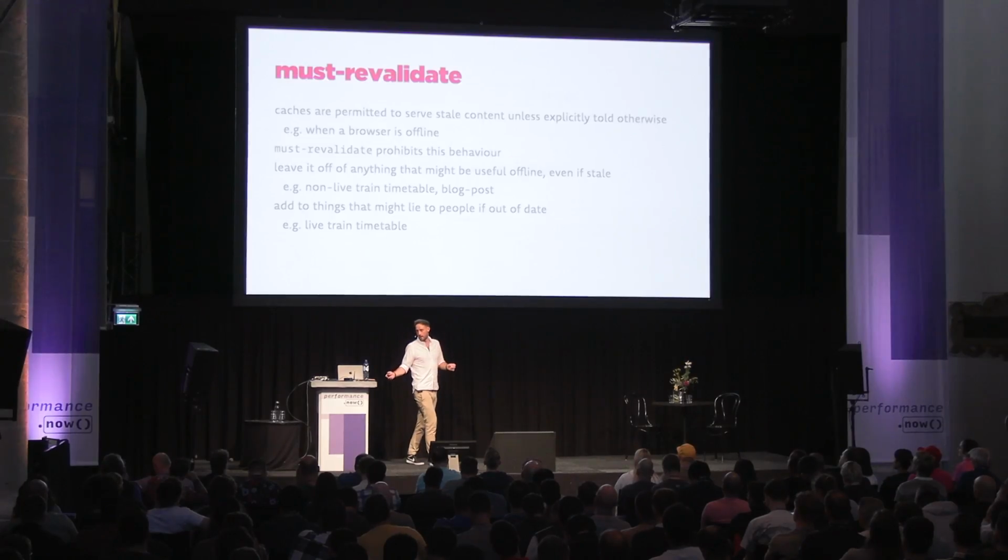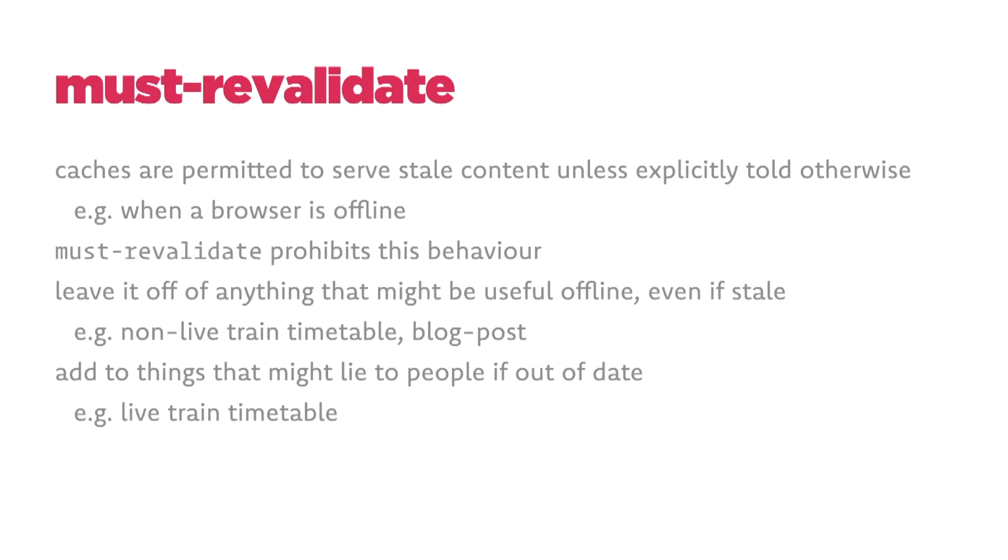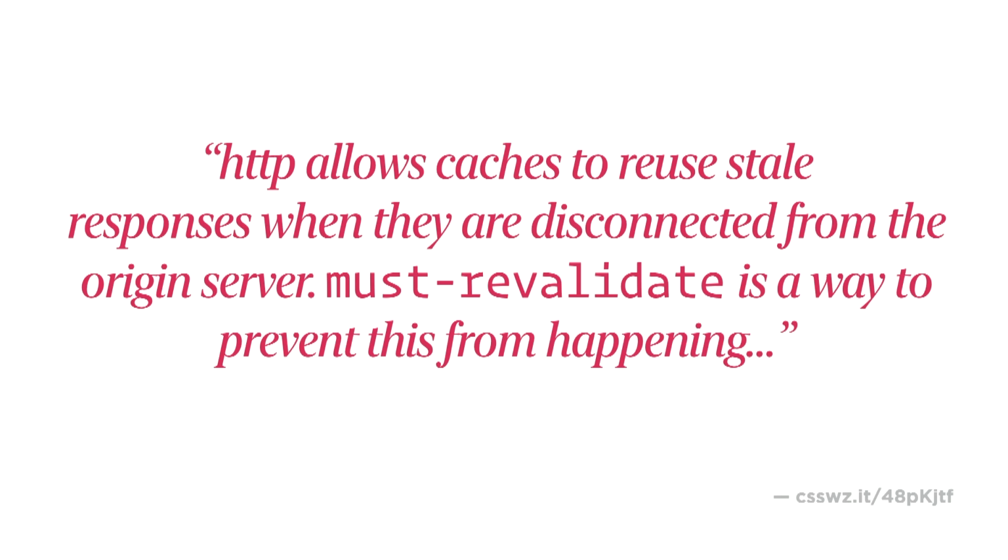So must-revalidate. Caches are permitted to serve stale content unless explicitly told otherwise, for example, if a browser's offline. Must-revalidate prohibits that behavior. The spec says HTTP allows caches to reuse stale content or stale responses when they are disconnected from the origin server. Must-revalidate is a way of preventing that. So if you want to guarantee that no one ever sees anything after it's gone stale, stick a must-revalidate directive in there, and that's how you shield yourself from that.